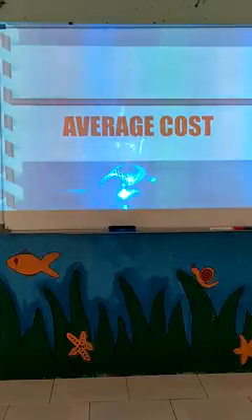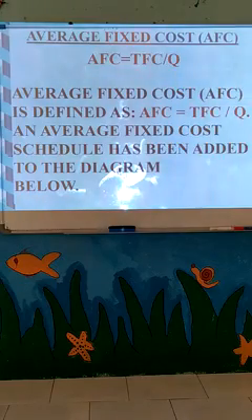Okay. Here we are going to see the average costs. What are the average costs? The average fixed cost is the first we are going to see. Average fixed cost, AFC, the formula: TFC over quantity. That means if we divide the total fixed cost by the quantity, we will get the average fixed cost. AFC is equal to TFC over Q.